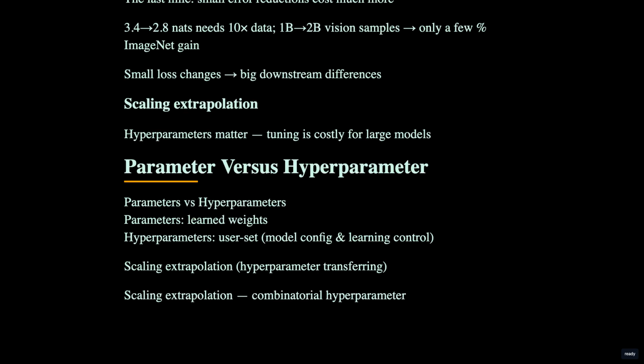Scaling extrapolation is still a niche area because only a few groups have the compute and experimental bandwidth to train very large models. The core difficulty is that hyperparameters interact combinatorially. With 10 hyperparameters, you already face 2^10 = 1024 combinations, and fully understanding effects requires probing each parameter alone and in every pair, triple, and so on, which quickly becomes impractical.